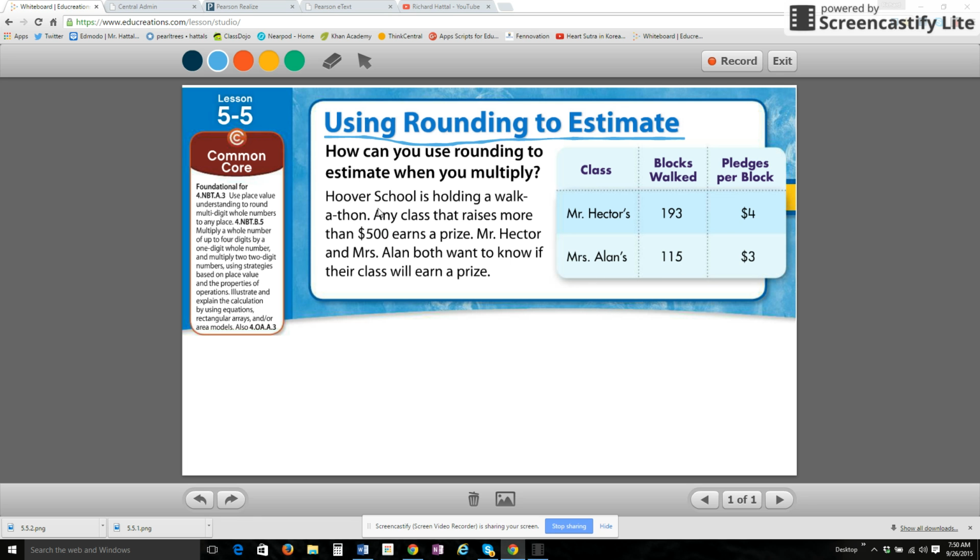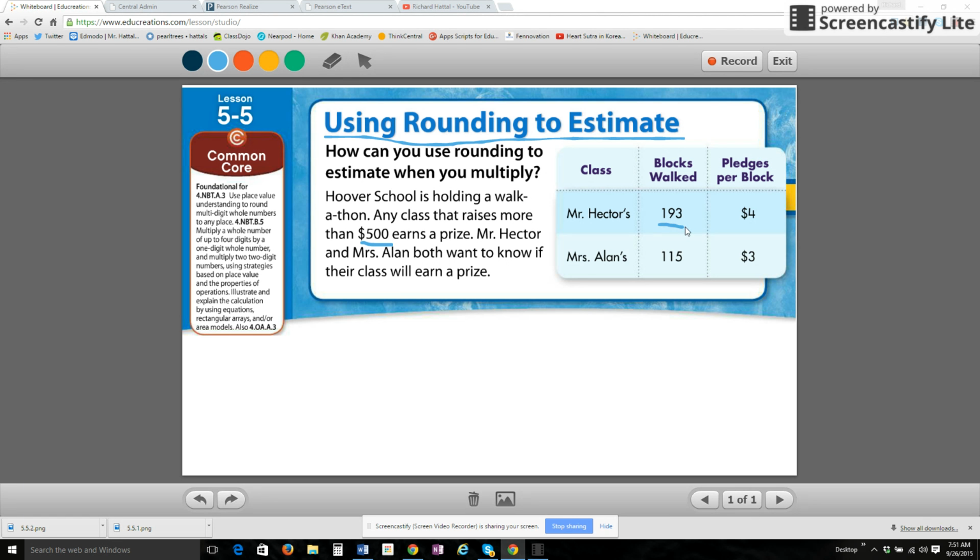We're at Hoover High School, and Hoover School is holding a walkathon. Any class that raises more than $500 earns a prize. Mr. Hector and Mr. Allen both want to know if their class will win a prize. Mr. Hector's class has walked 193 blocks, and each block they get $4. Mr. Allen's class has walked 115 blocks, and for each block they get $3. And we remember our target is 500. Now, we just want to estimate to find out whether they qualify for the prize or not.